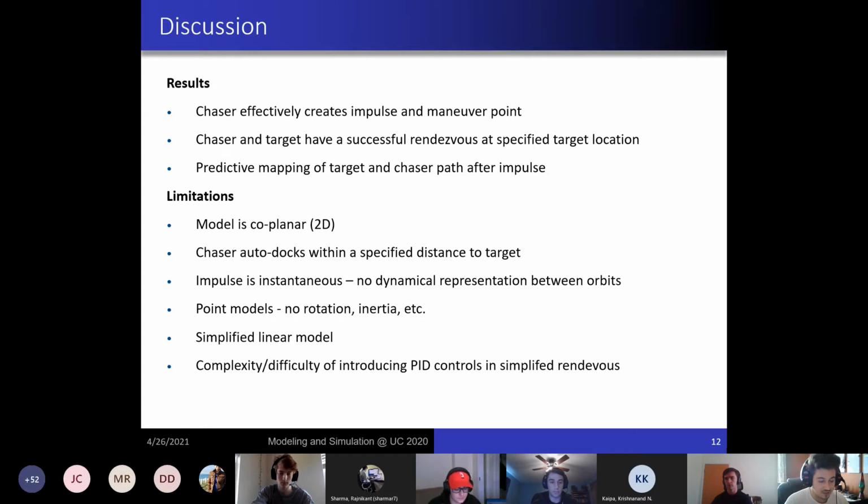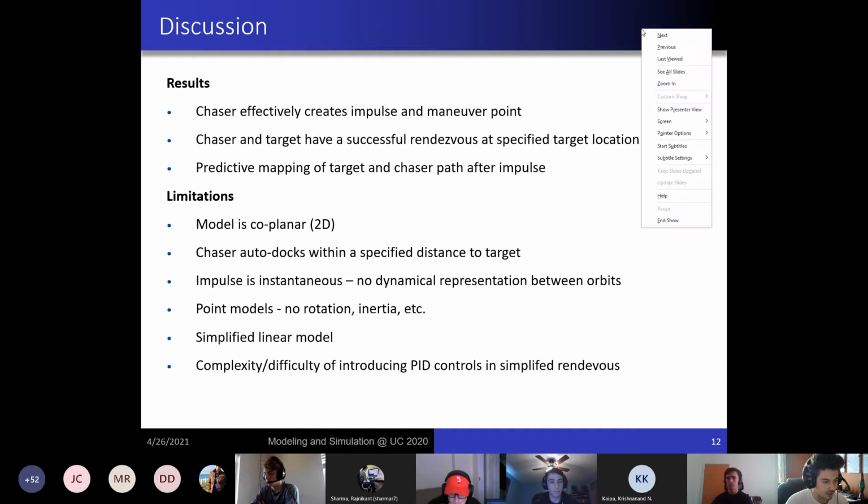These limitations come from the assumptions that were made. The chaser auto docks within the specified distance to the target, so the dynamics for the chaser and target become the same equations of motion to describe what's happening. The impulse is instantaneous, so we don't have any time period within the impulses, for both of them, one for the chaser to the target and one to correct, as Liam stated. We used point models, so we're not representing inertia, rotation, or some of the complexities that come with an actual model, even though we had a 3D visual representation there. The model is simplified with linear simplifications, and the complexity and difficulty of PID was not included because orbital mechanics in the model were taken into account.